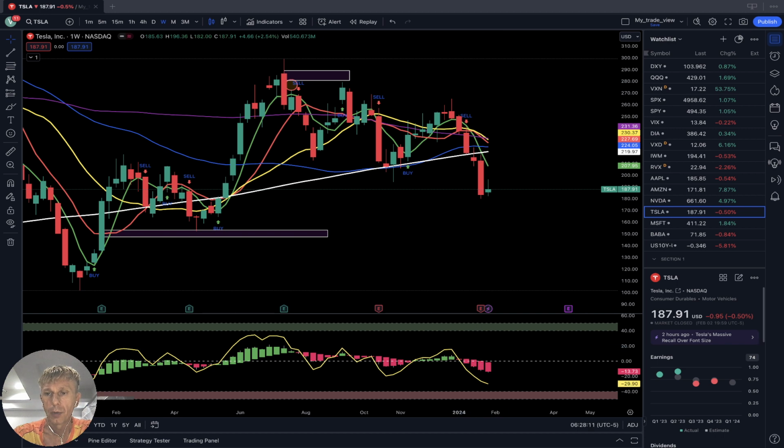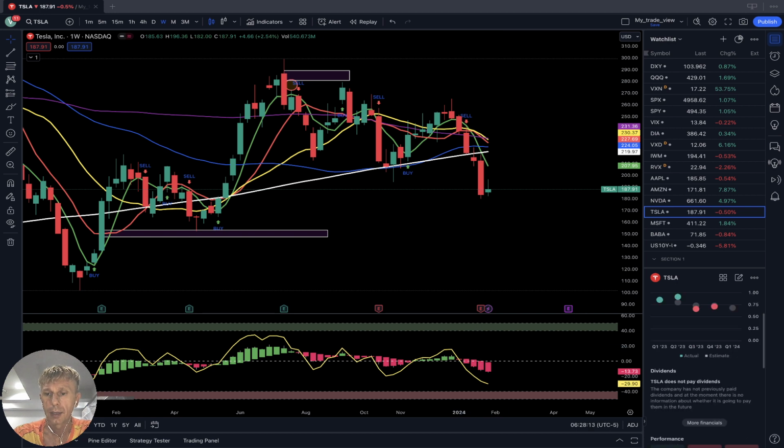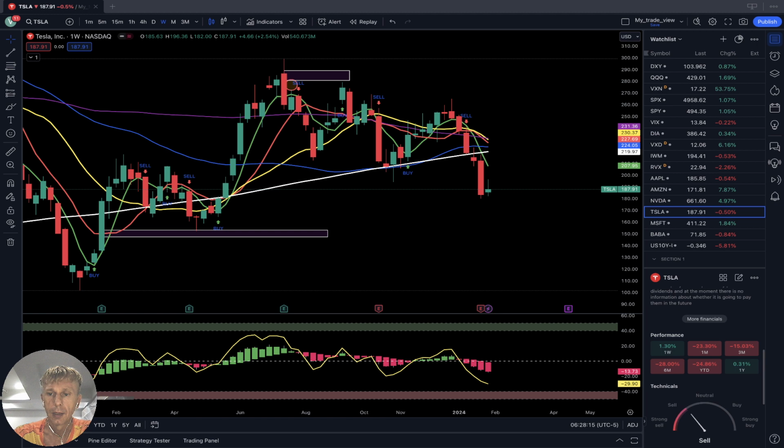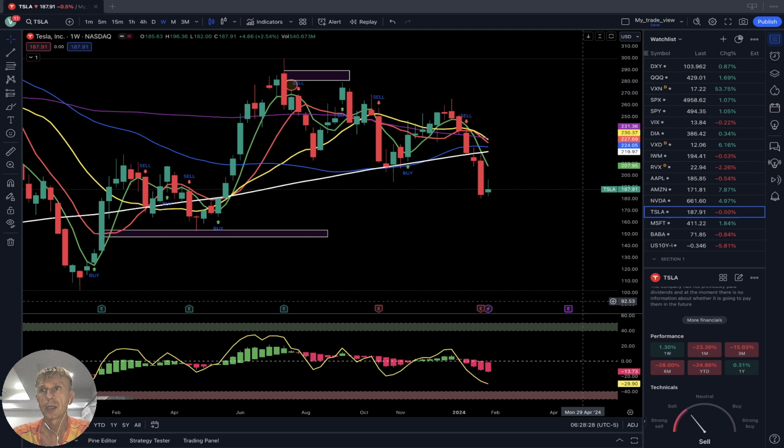Performance, let's check performance for Tesla. Not happy performance, right? 1 week plus 1.25, 1 month minus 23%. Year to date minus 25%. The first month for Tesla was very negative, minus 25%.